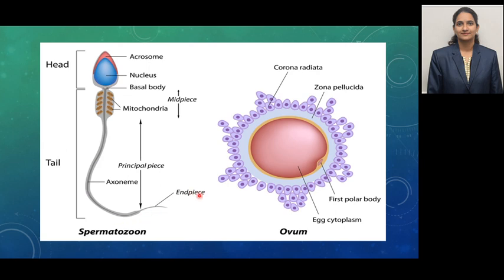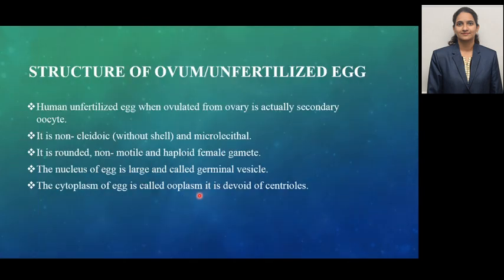Now move towards the structure of the ovum or unfertilized egg. Human unfertilized egg, when ovulated from the ovary, is actually a secondary oocyte. It is non-cleidoic, means it is without shell, and it is microlecithal. Microlecithal means it has less amount of yolk. It is a rounded, non-motile and haploid female gamete, as all the gametes are haploid.